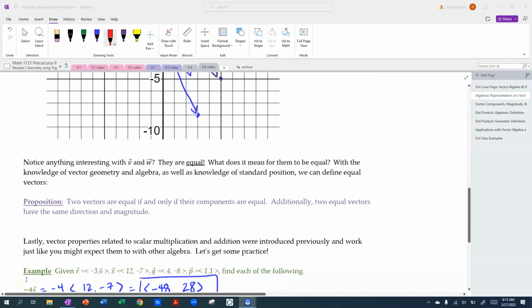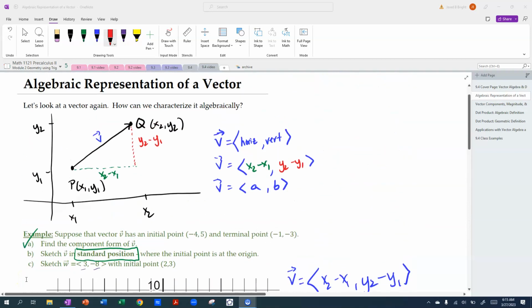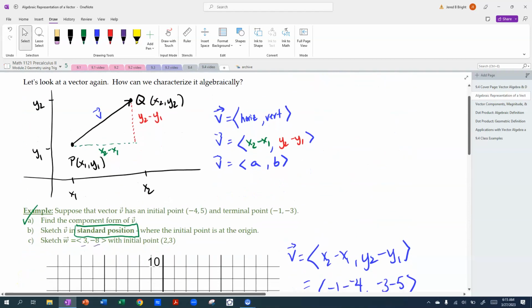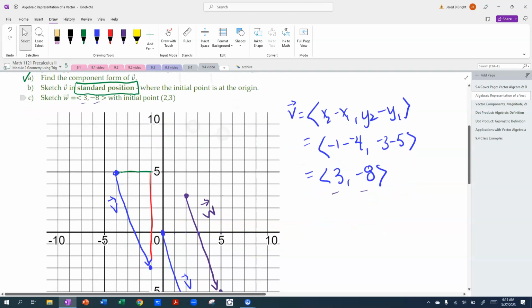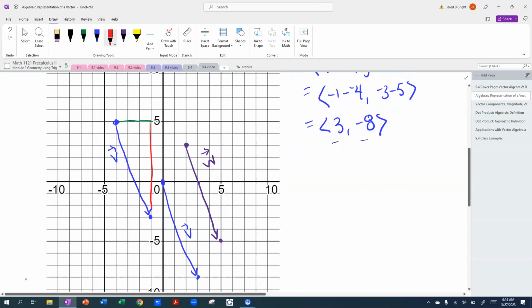With that, we know how to work with vectors algebraically now. For component form, if we know the initial and terminal points, you just do terminal minus initial and get it in component form. So a and b represent the horizontal and vertical components. We know about standard position, having the initial point at the origin and then moving according to the vector based on its components, and how to add and subtract vectors algebraically.